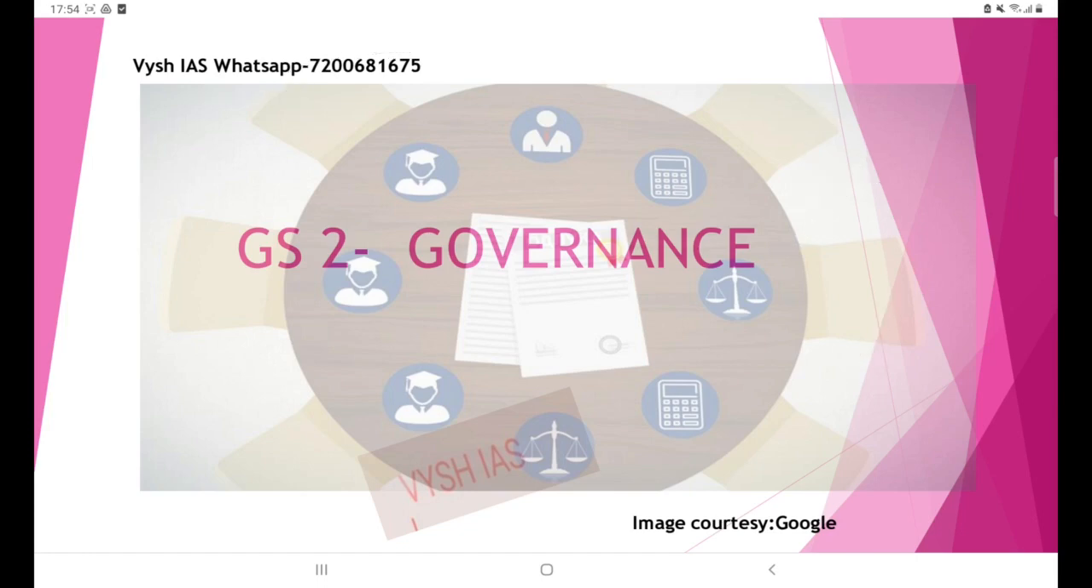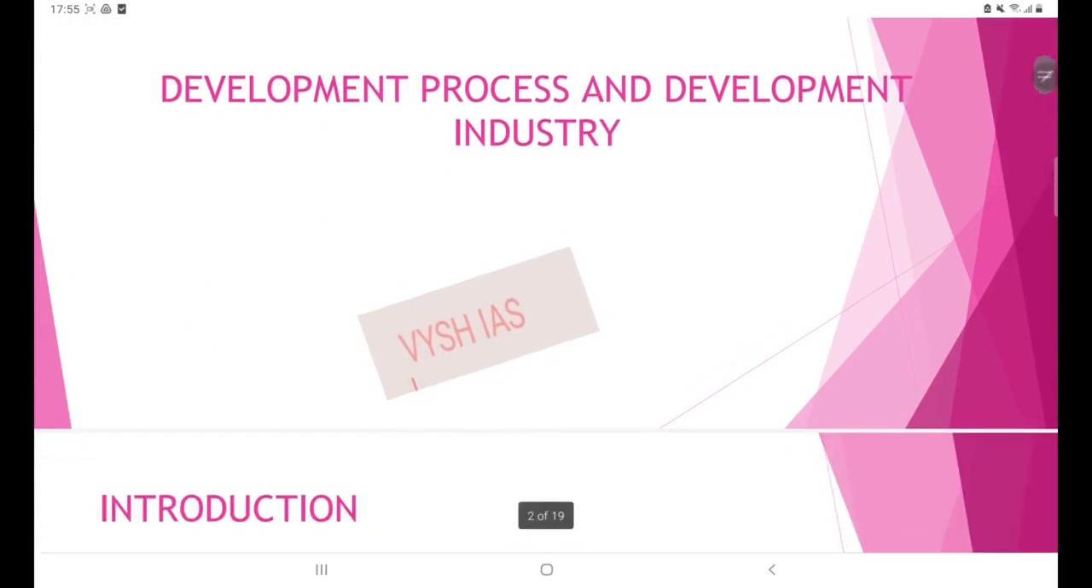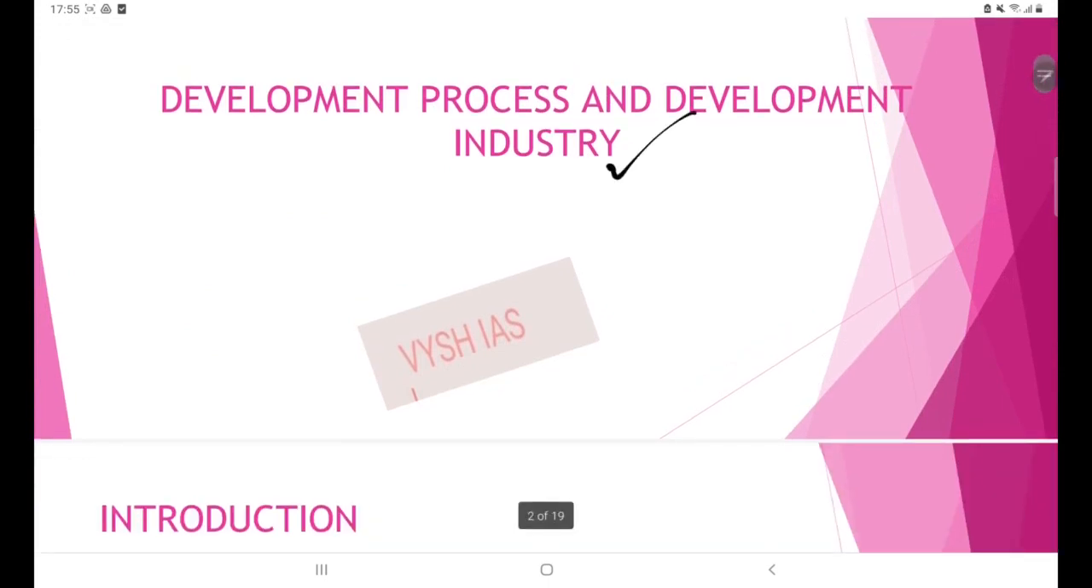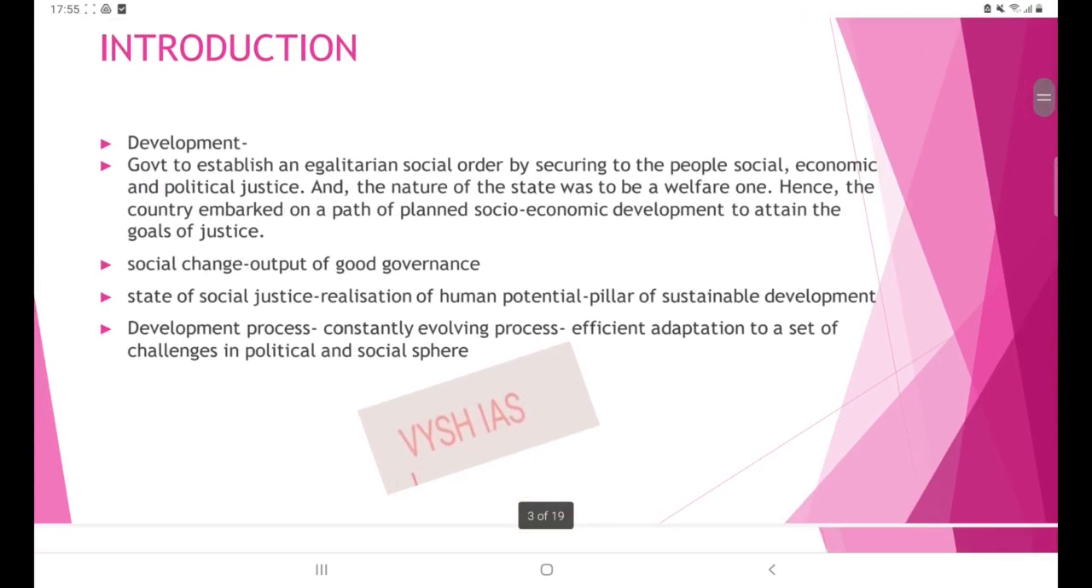So without any delay, let's start the lecture. The topic we have to deal with today is development process and development industry. Okay. So talking about development process, we have to know what is the difference between development and development process.